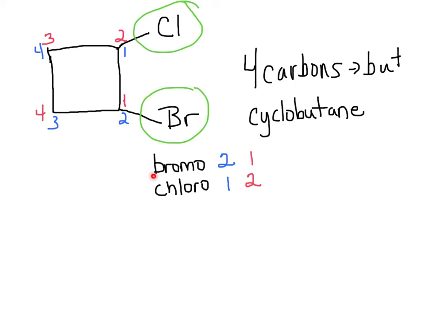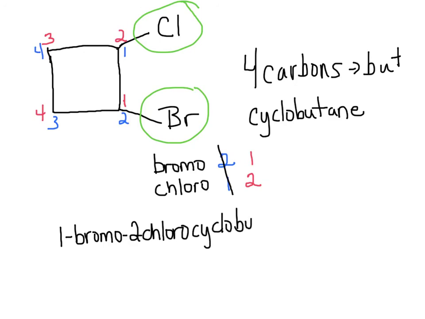And so what I see is that bromo comes before chloro because B comes before C in alphabetical order. So I'm going to use the 1 on the bromine and the 2 on the chlorine. Again, you only look at that when you're trying to break that tie of which set of numbers to use. So the name of my molecule is going to be 1-bromo-2-chlorocyclobutane.